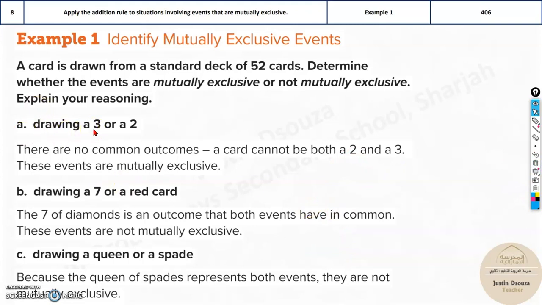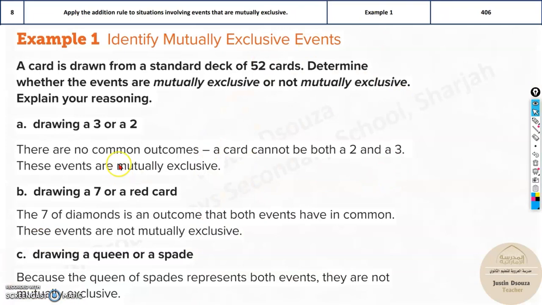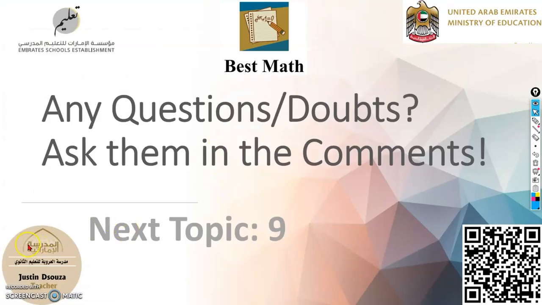Just look at the problem. It's very, very simple. In any situation, you must look into the problem for this especially, and you can easily figure out whether it's mutually exclusive or non-mutually exclusive. That's it. That's a very small and easy topic. I hope you understood the concept. Remember, if they can be the same, then they are not mutually exclusive. But if there is no way they can overlap, then they are mutually exclusive. So that's the end of topic 8.